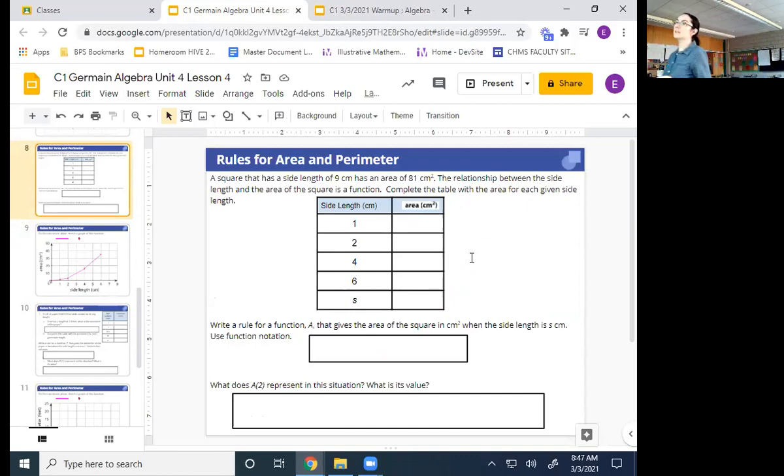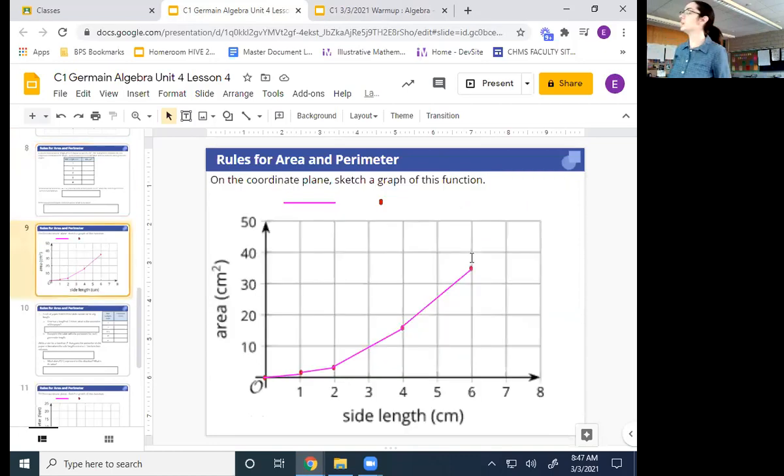In slide number 9, we plotted points that we used when we were talking about the area of a square, right? We said it had a side length. If we look back at these points here, we said side length of 1 had an area of 1, a side length of 2 had an area of 4, a side length of 4 had an area of 16, and a side length of 6 had an area of 36. What do we notice when we look at this equation line that we drew in here?